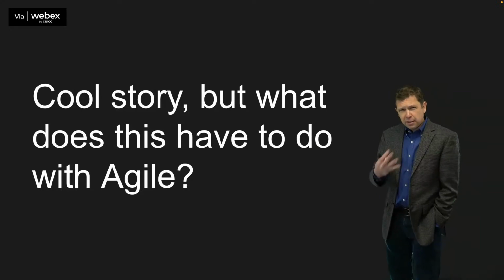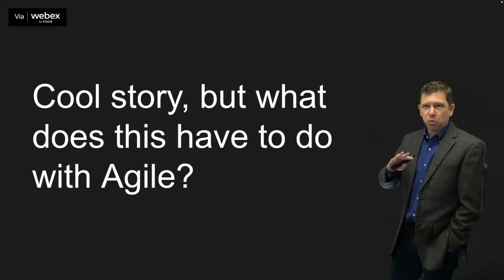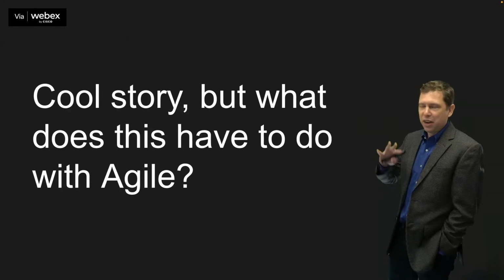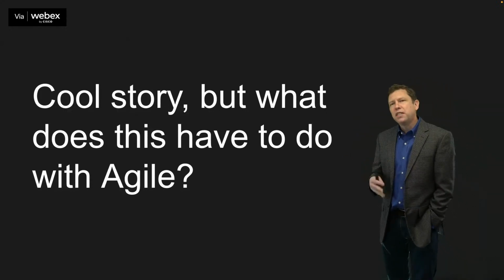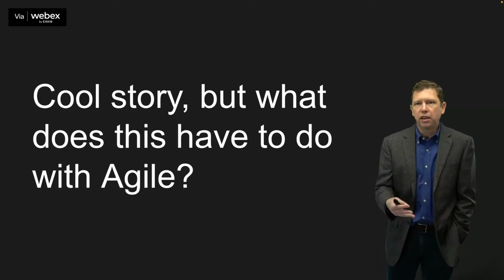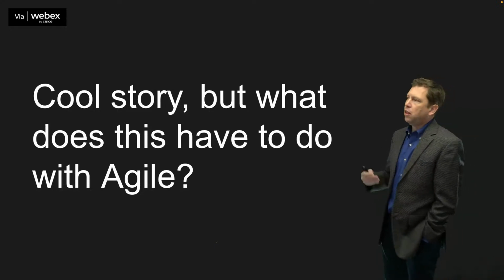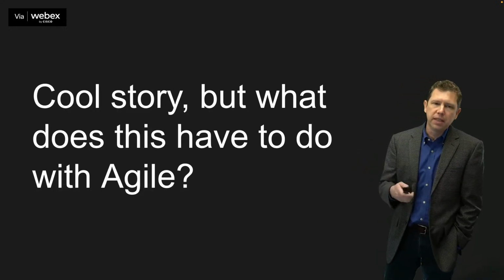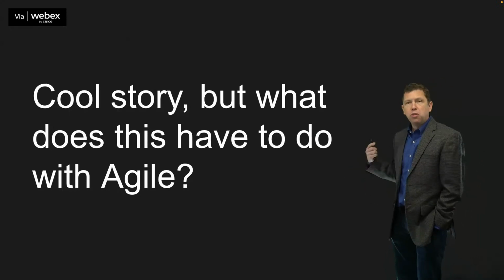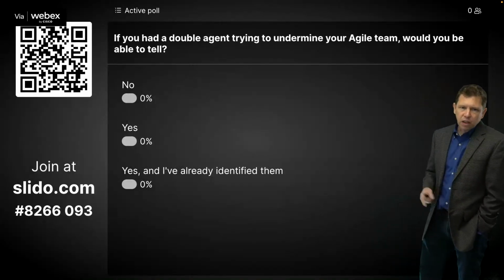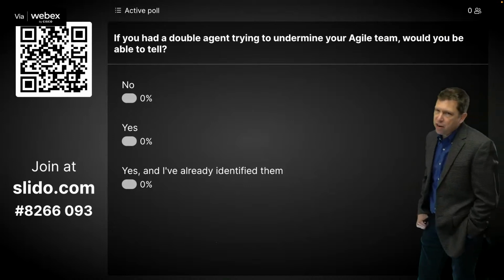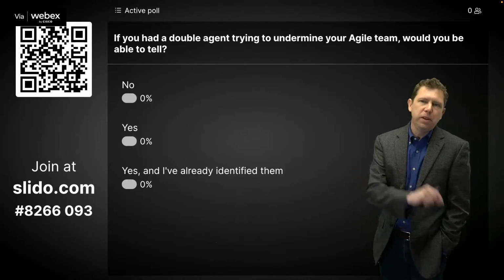As I say this out loud, I realize it probably sounds like I just come up with really crazy scenarios in my mind. But if there was somebody who wasn't really aligned with what the team was trying to deliver, what types of things would they do that would look really, really good, but would mislead the team? Which is exactly what Garbo was doing with the Nazis. So if you had a double agent trying to undermine your Agile team, would you be able to tell?